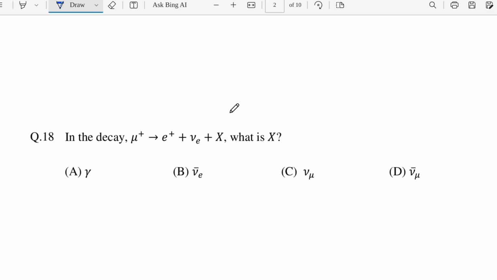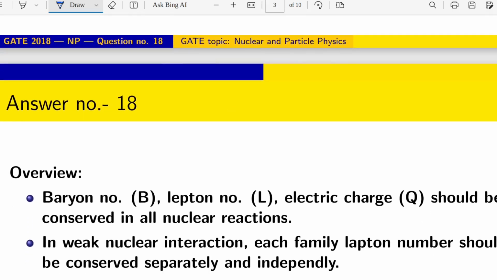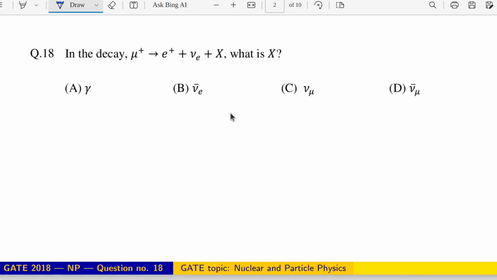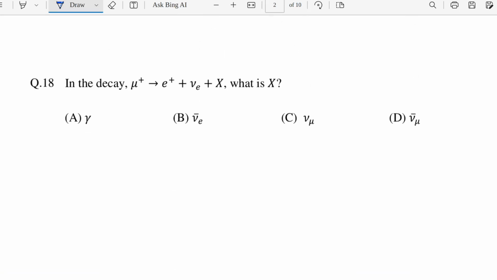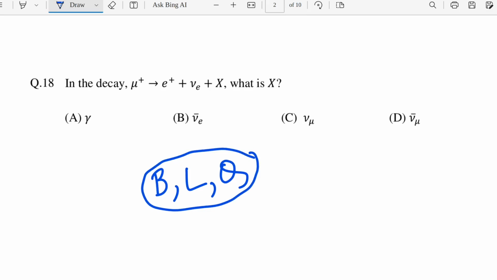To know the answer, we have to know one basic thing: in any nuclear reaction, baryon number, lepton number and electric charge, these three quantities should be conserved. Whenever we have a decay like mu plus going to e plus nu e plus x, this is a nuclear reaction, and in it we have to check baryon number, lepton number and charge. By that knowledge, we can find what the baryon number, lepton number and charge for x will be.